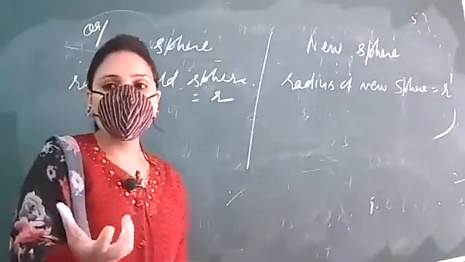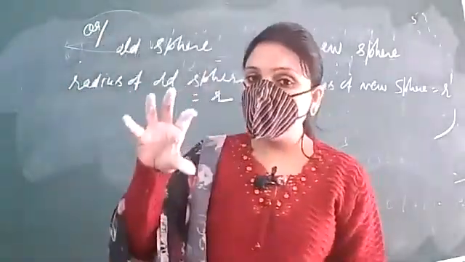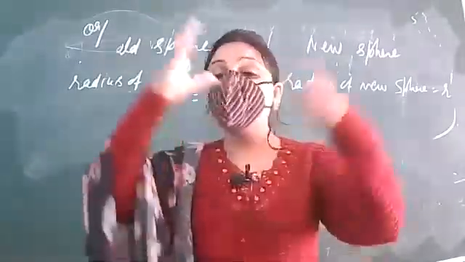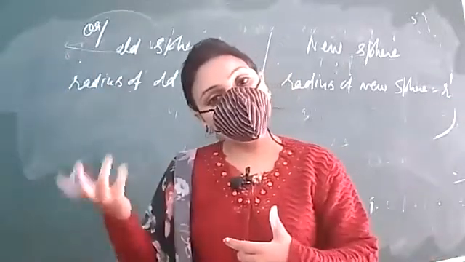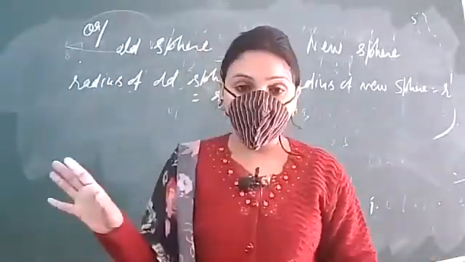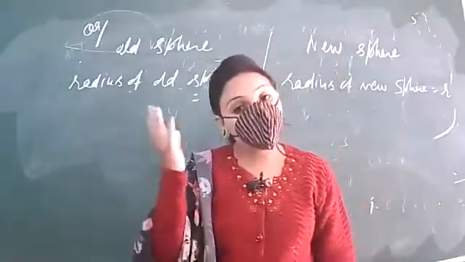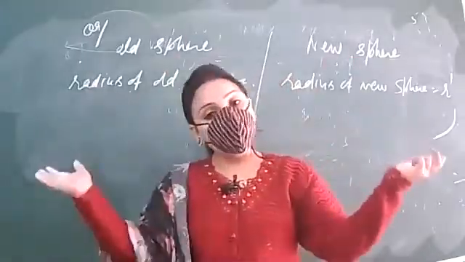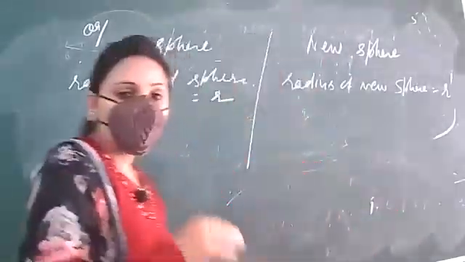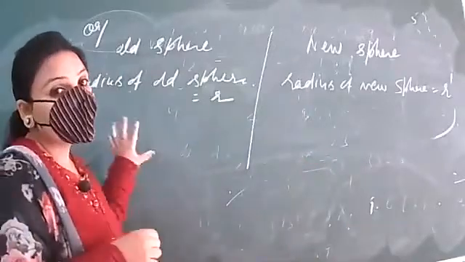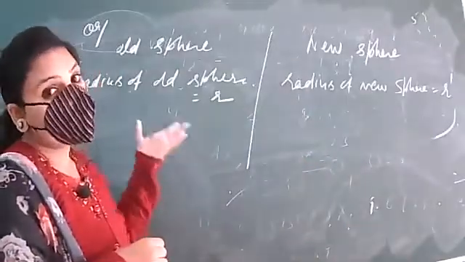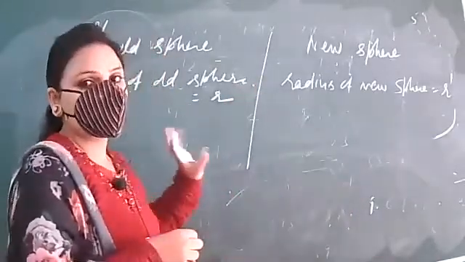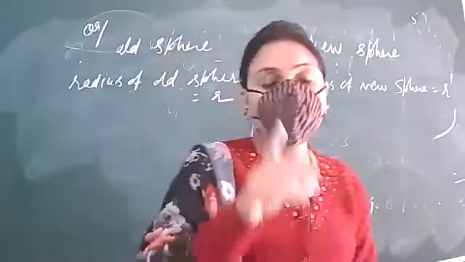The concept is, again I am giving the same example, that when we melt the wax of 27 candles and make a big candle, then the relation between these two that will always remain is that the volume of those 27 candles will be equal to the volume of one big candle. So here also we will use the same concept: if 27 spheres of the same radius are melted to form a single sphere, then the volume of these 27 spheres will be equal to the volume of the new sphere.